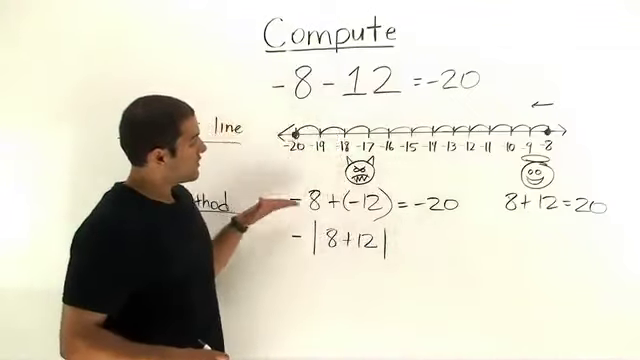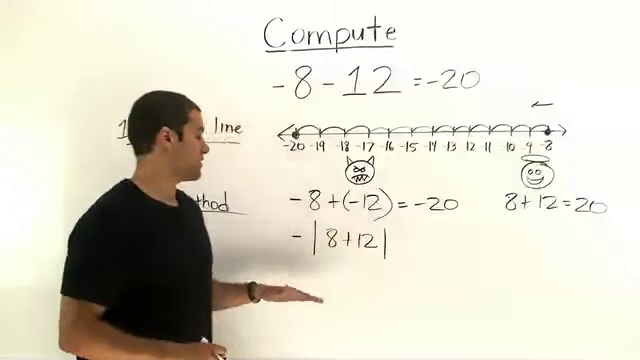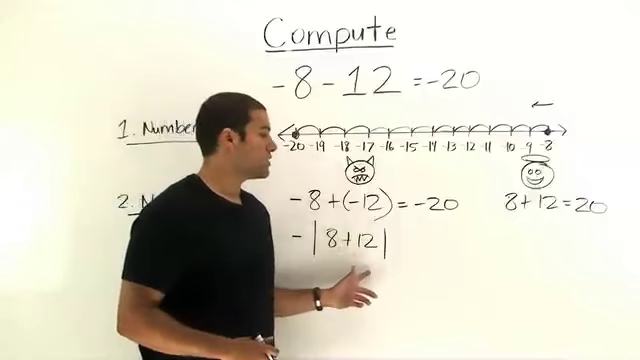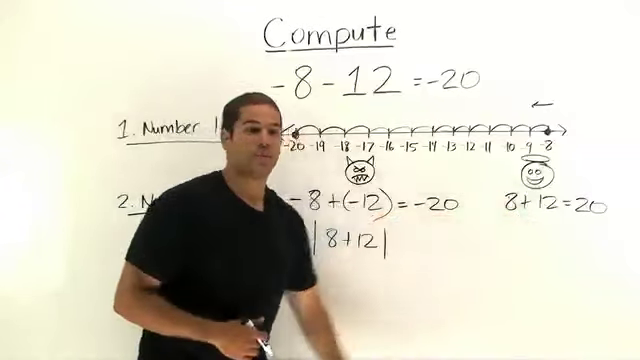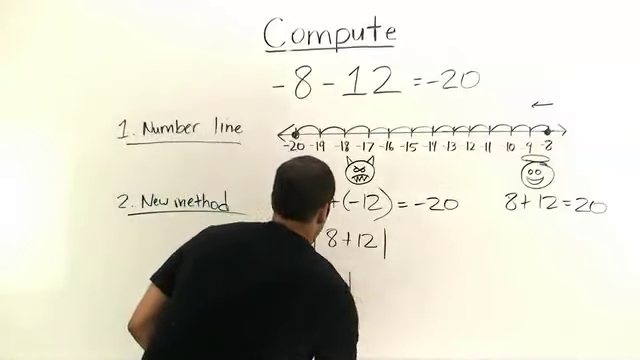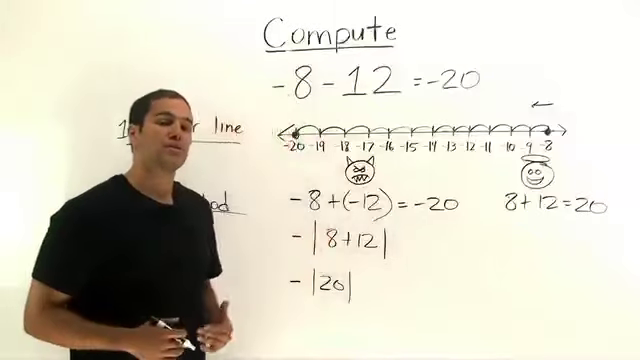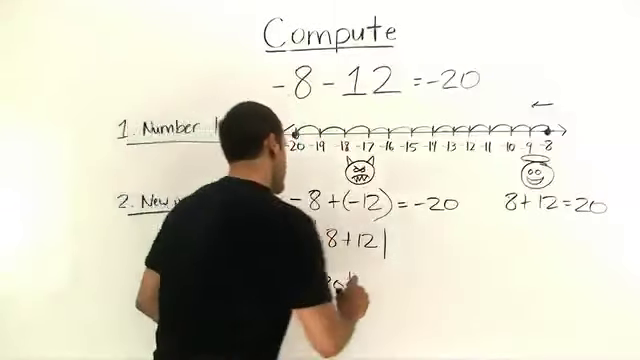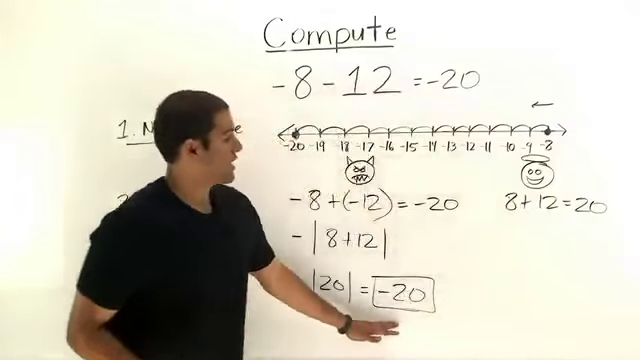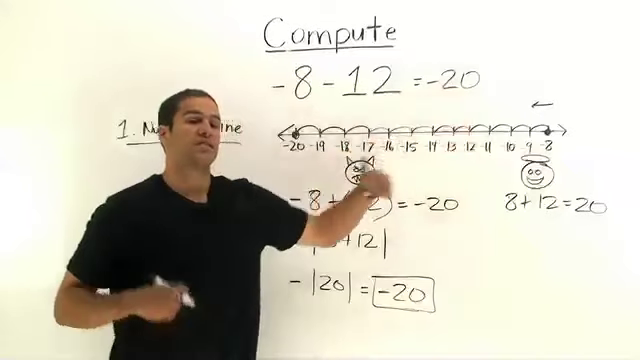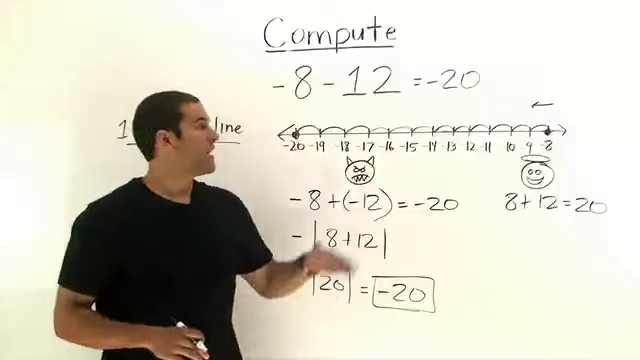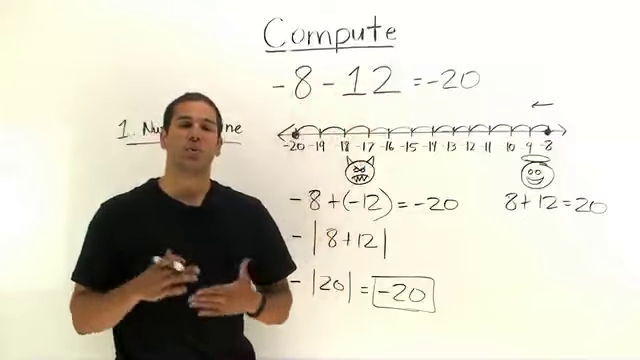So we now know that -8 plus -12 simplifies to the negative absolute value of 8 plus 12. Well, 8 plus 12 we know is equal to 20. So we can simplify this one step further by writing the negative absolute value of 20. And since the absolute value of 20 is 20, we know that our answer is -20. And this answer of -20 checks out with our previous answer of -20. So we've now used two different methods to solve the same problem and found that -8 minus 12 is equal to -20.